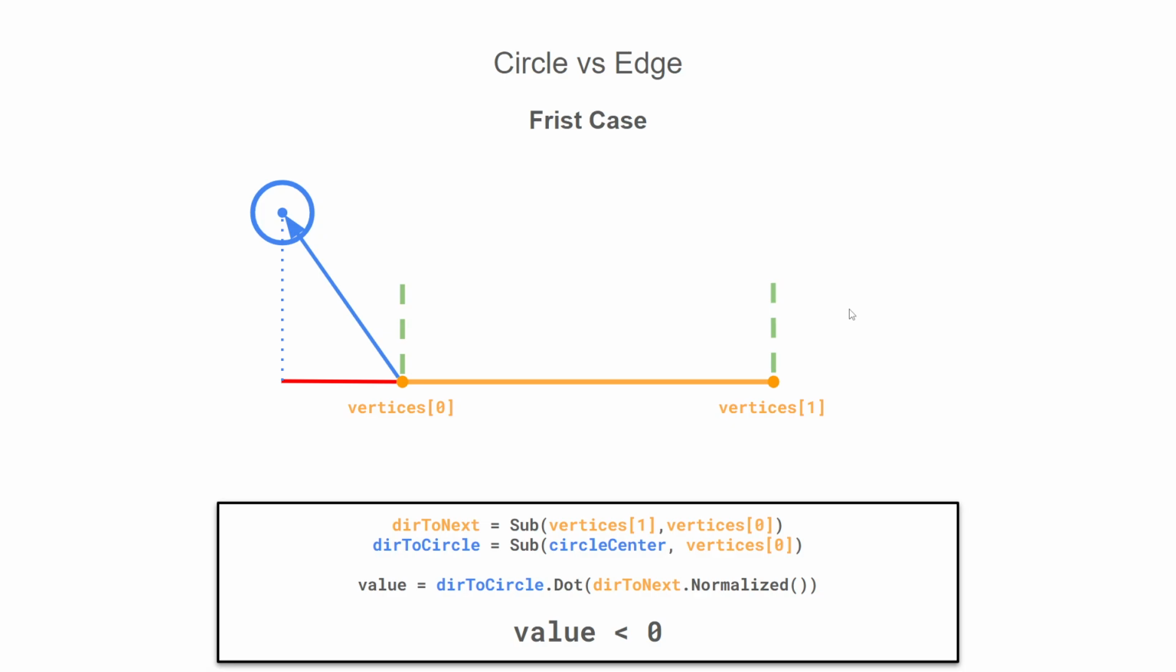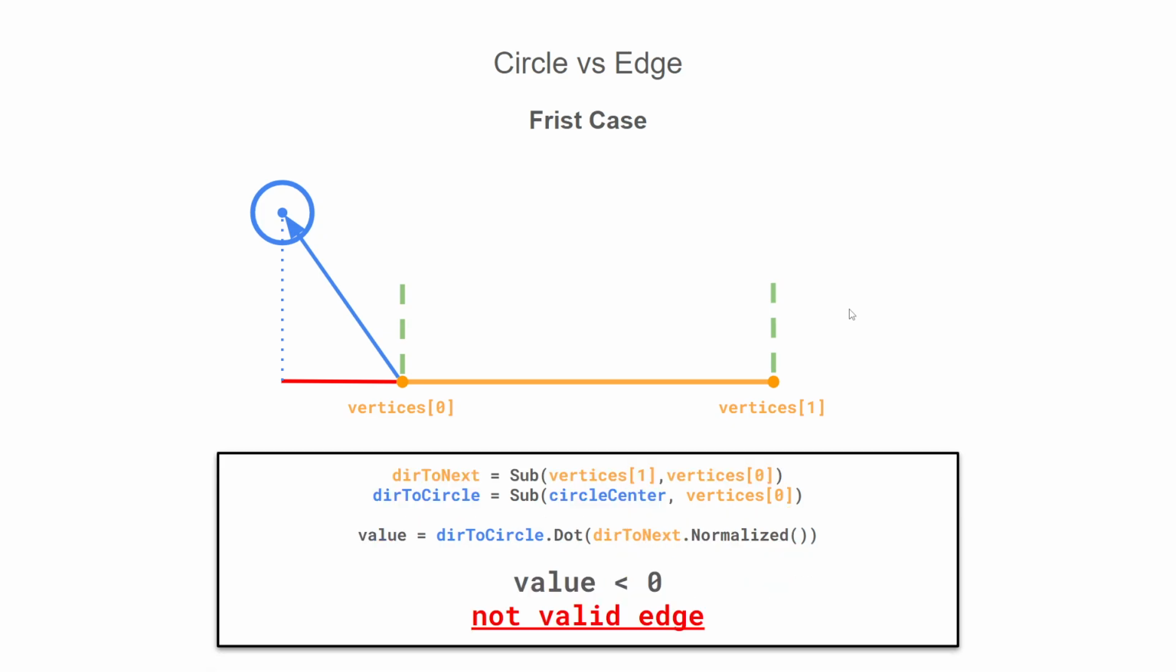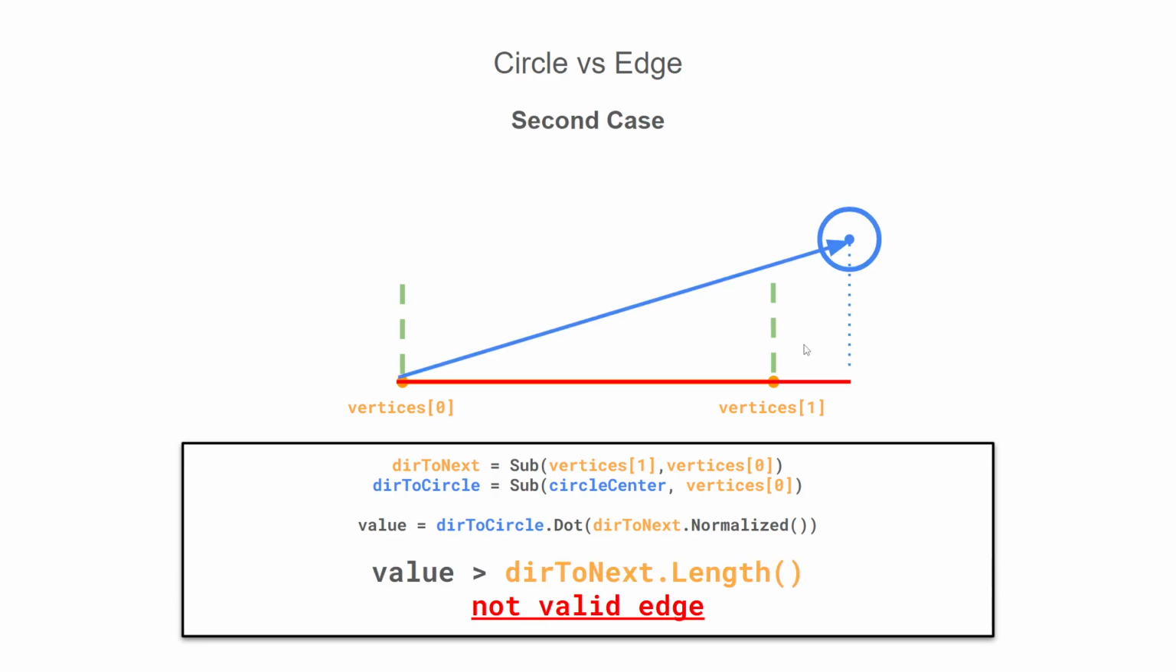Okay, then, of course if it's a negative value, then it's not valid anymore. Then the second case, if the projection value is too large. So if the projection value is larger than the length between these two vertices, then we have the other case where the circle versus edge is not valid. So we need to jump then to the circle versus corner method.